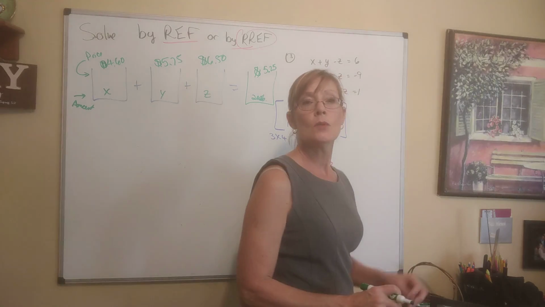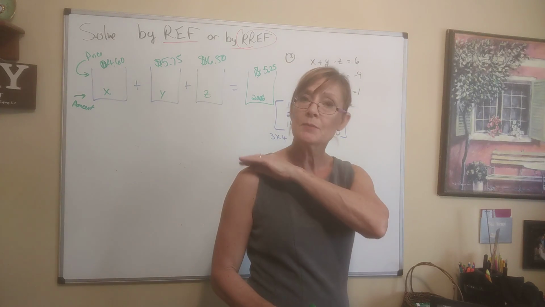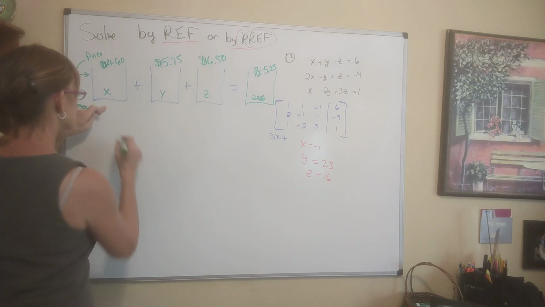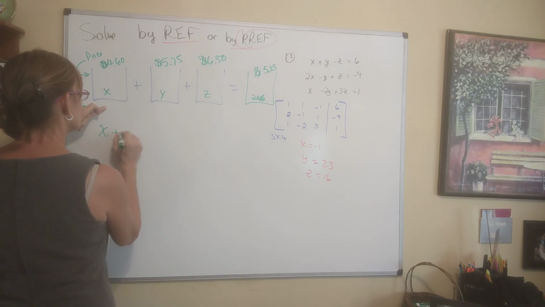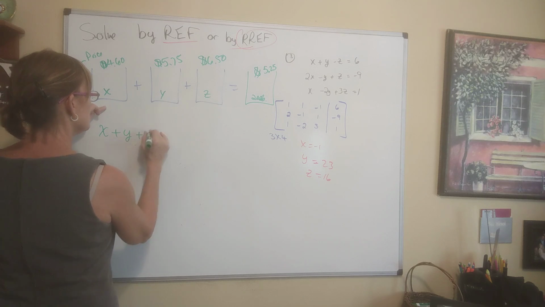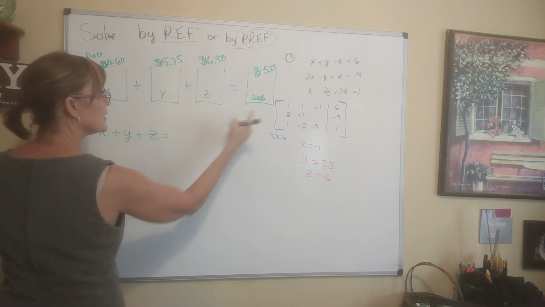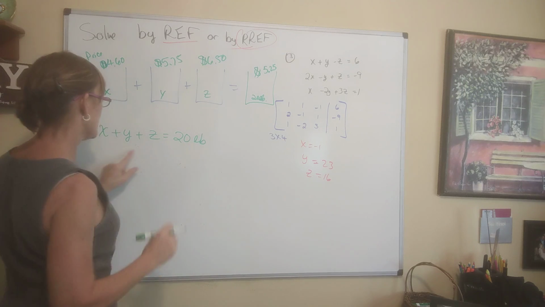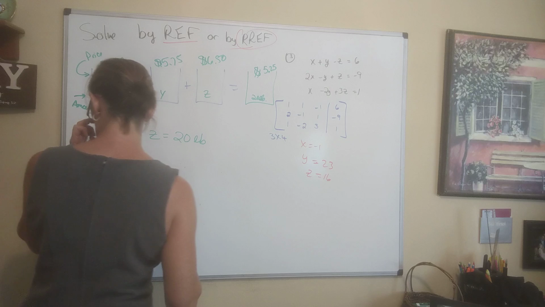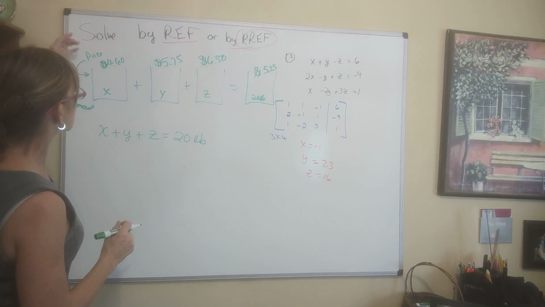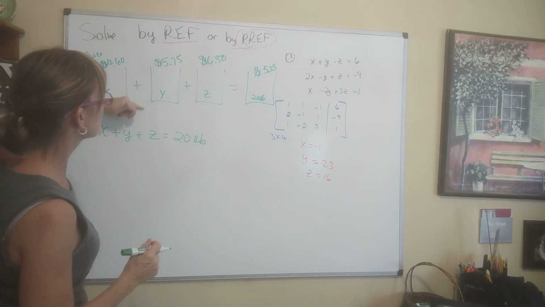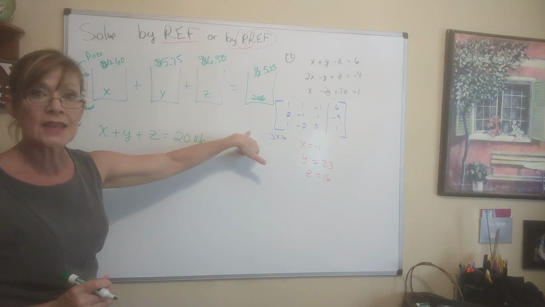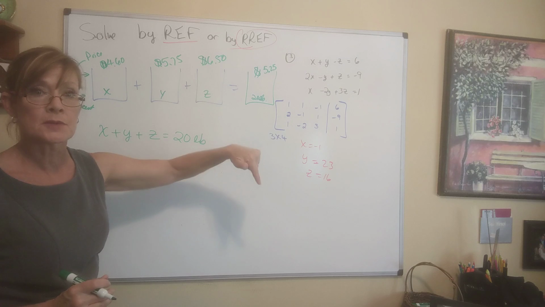One equation will always come from simply adding the amounts that you have together. So, I have X amount of tea plus Y amount of tea plus Z amount of tea, and that together is going to equal 20 pounds. That will always give you one equation. Here's where another equation will come. It's percent times amount plus percent times amount plus percent times amount equals percent times amount, or in this case, price times amount, price times amount, price times amount.